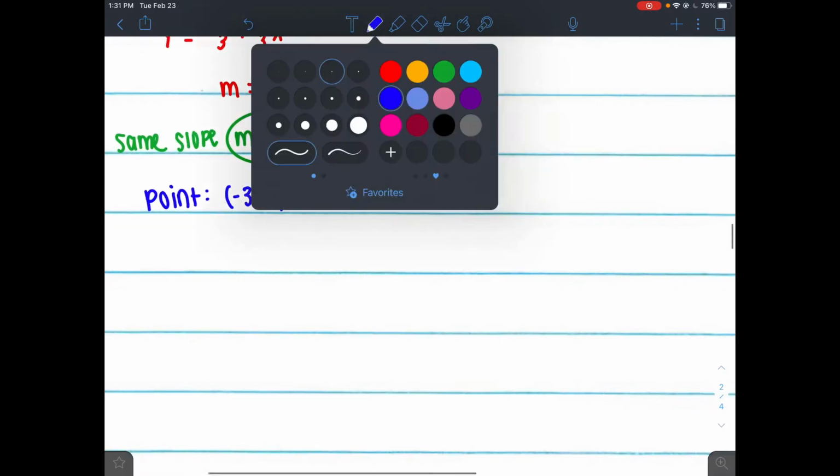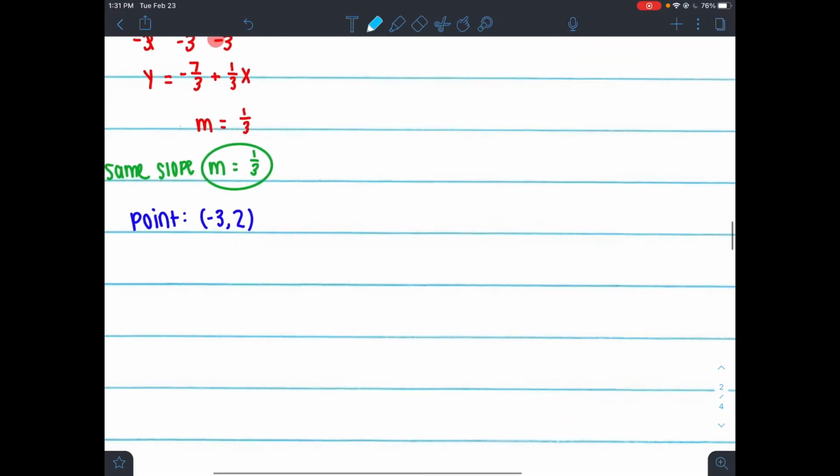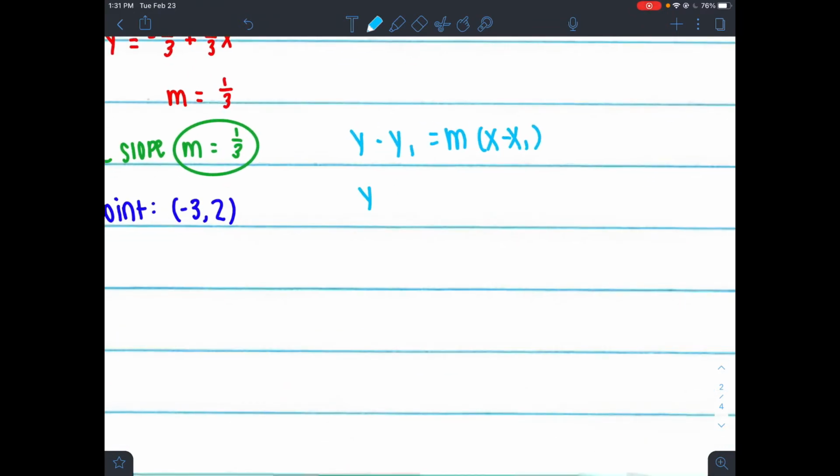And we're going to start in point-slope form again. So how much room do I have? Oh, I have plenty of room. y minus y1 equals m times x minus x1. So it's going to be y minus 2 equals our slope of 1/3, and then x plus 3. Remember, opposite signs in point-slope form.